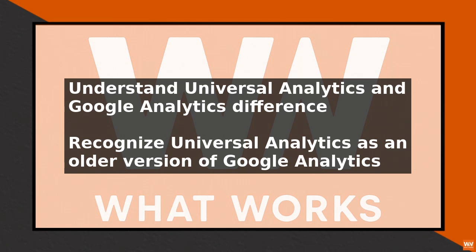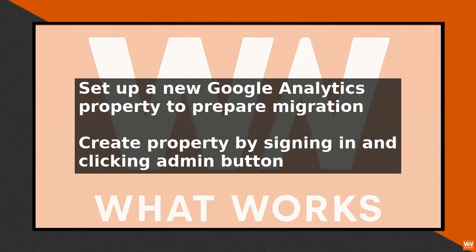Next, prepare for the migration by setting up a new Google Analytics property. To do this, sign in to your Google Analytics account and click on the Admin button. Then click on Create Property and follow the prompts to set up your new property.